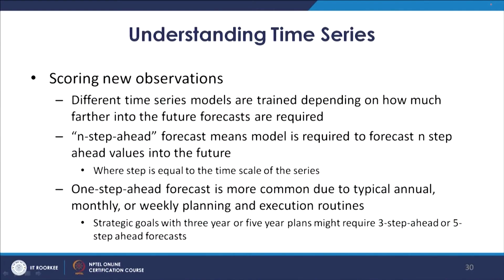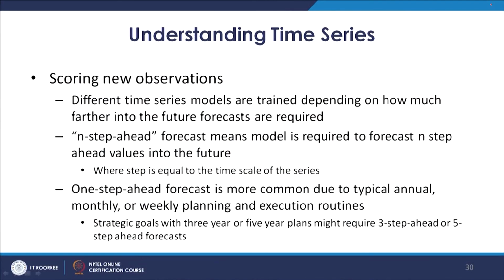The same thing is reflected here also. N step ahead forecast means the model is required to forecast n step ahead values into the future. So, if we have used observations till today in building our model, and we are required to forecast 2 step ahead, that means not tomorrow but the day after tomorrow's values, then the model has to be trained for that, and that is to be used for forecasting.